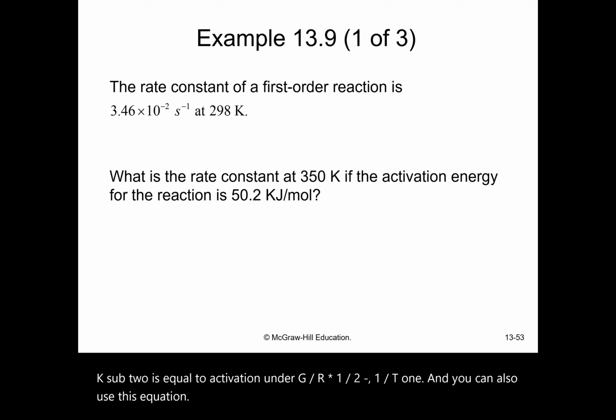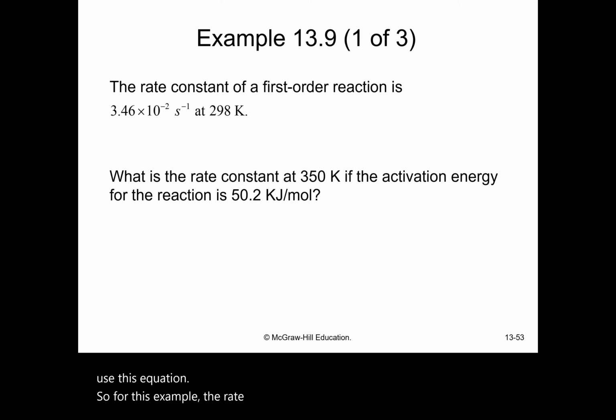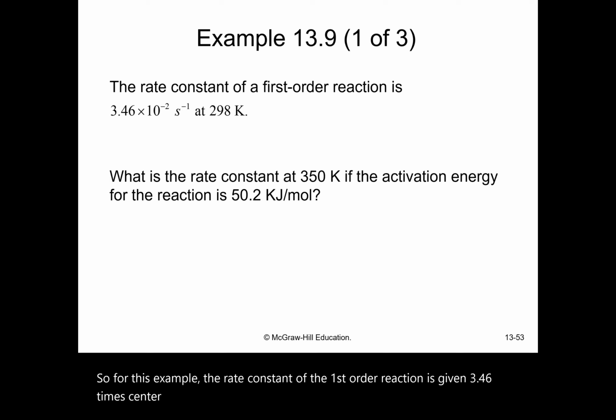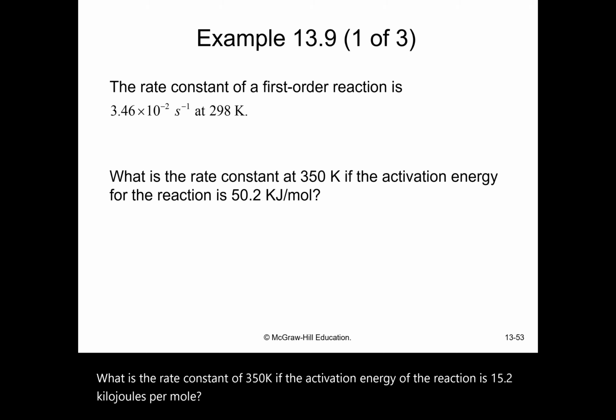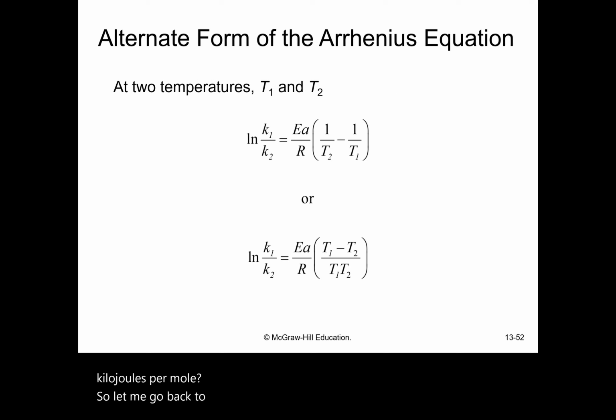So for this example, the rate constant of the first order reaction is given 3.46 times 10 to the negative 2nd power per second at 298 Kelvin. What is the rate constant at 350 K if the activation energy of the reaction is 15.2 kilojoules per mole? So let me go back to this so you can try to figure it out.